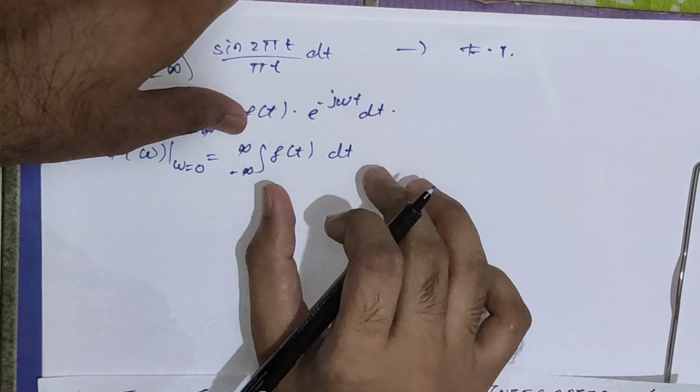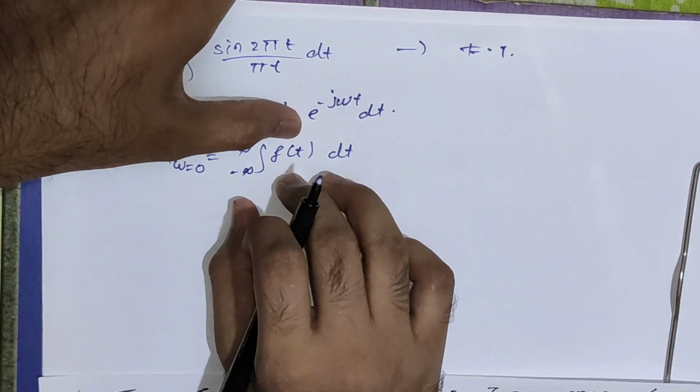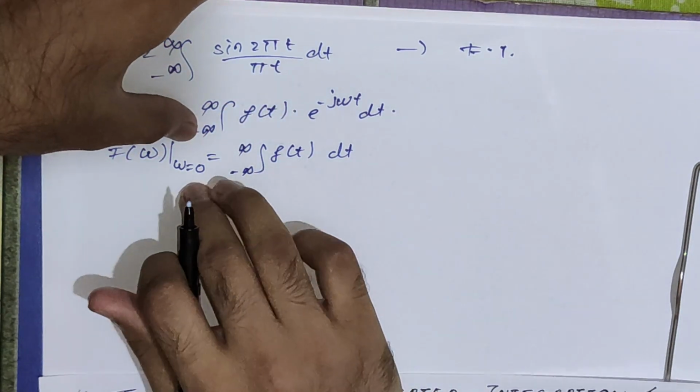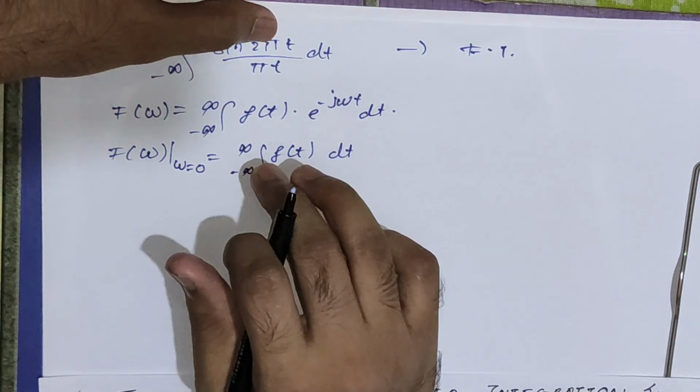So basically we have to find the Fourier transform of this f of t and the value at the instant omega equals 0, that will be the answer for this question.